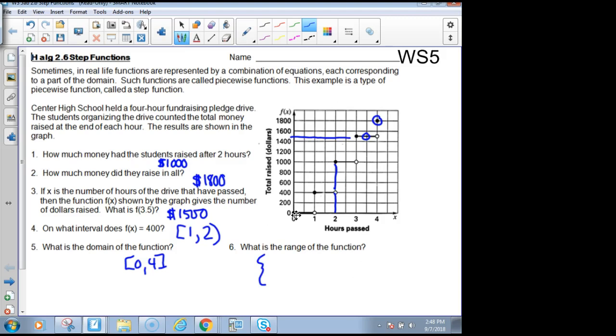And you say, well, what are the values of y? They were either 0, no money, 400, after 2 hours, 1,000, after 3 hours, they were at 1,500, and after 4 hours, they ended up with a total of 1,800. Those are your range values. So sometimes in a step function, the range is limited. The domain is not, because it's a function.